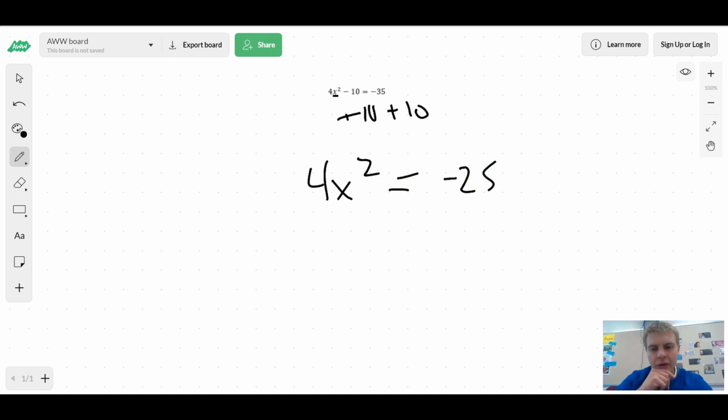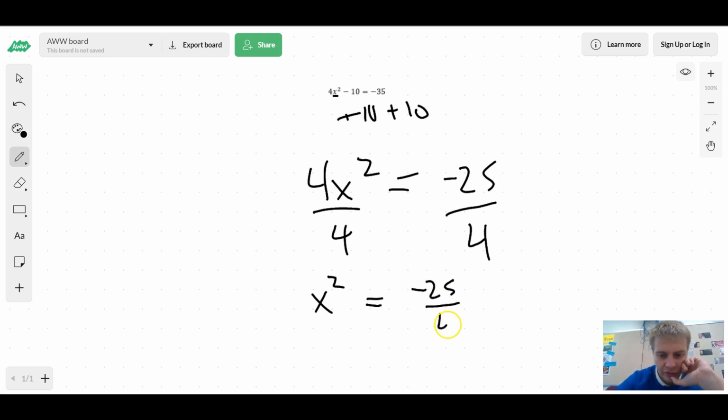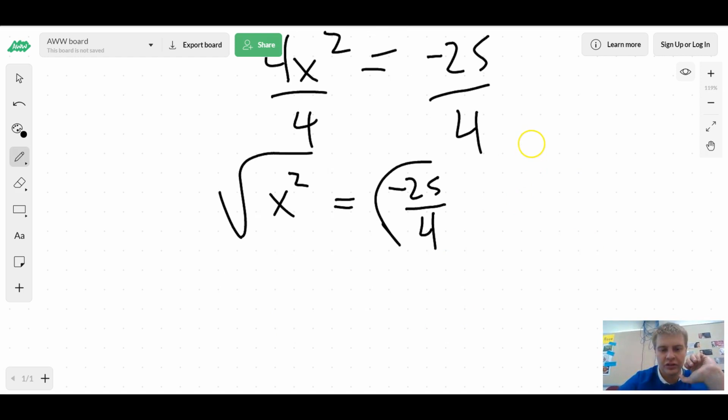Then what I'm going to do is divide both sides by 4. That's going to give me x squared is equal to, now this doesn't divide nicely, so let's just leave it. If it doesn't divide nicely, you just leave it and we'll deal with it later. So that'd be negative 25 over 4. Now we're going to take the square root of both sides. When I take the square root of both sides, I do need that to be a plus or minus. And so we're going to have x equals plus or minus.